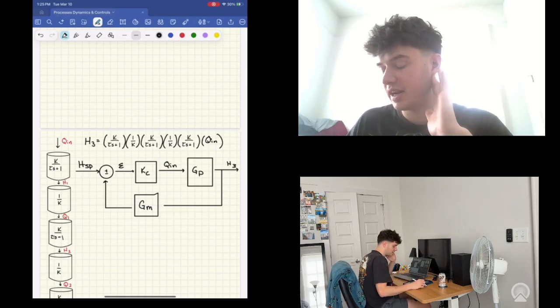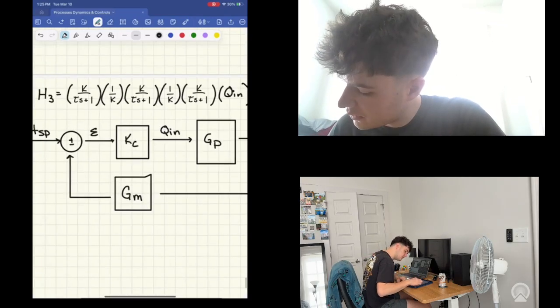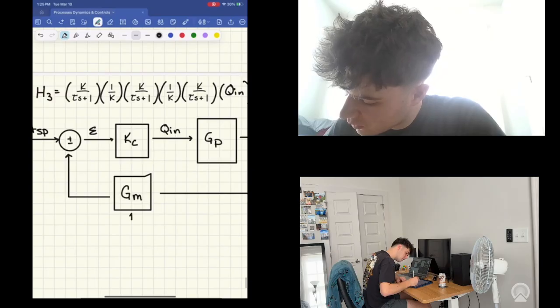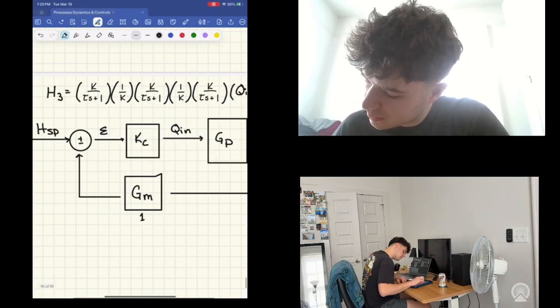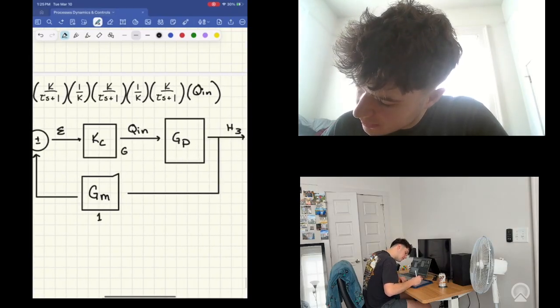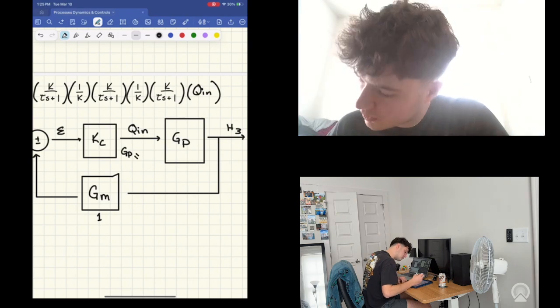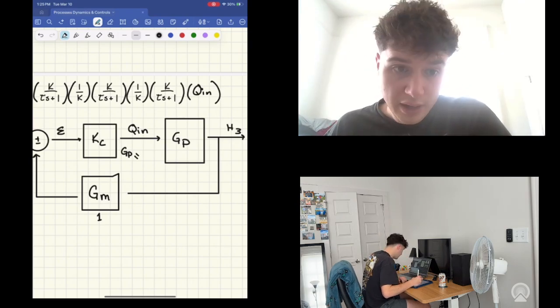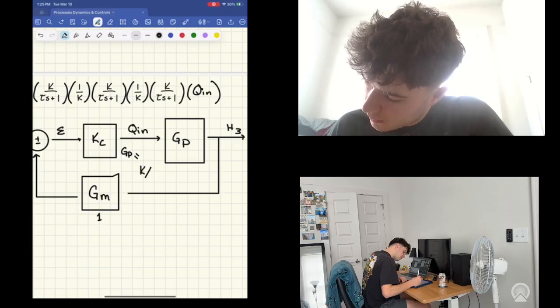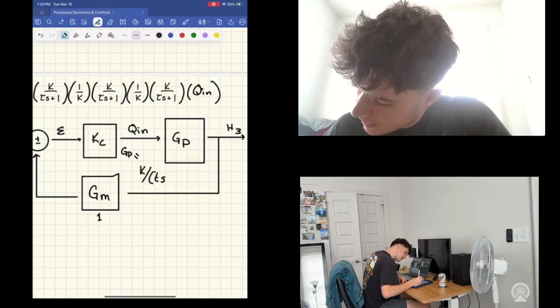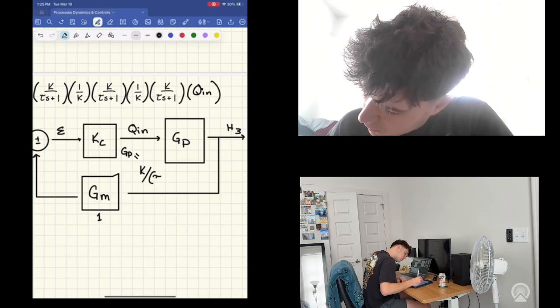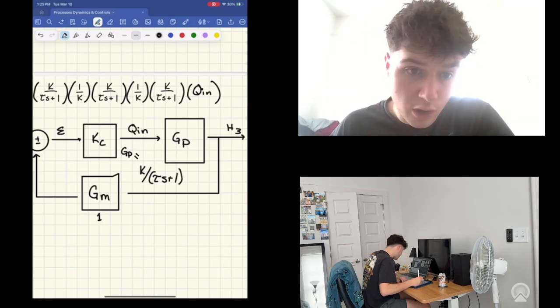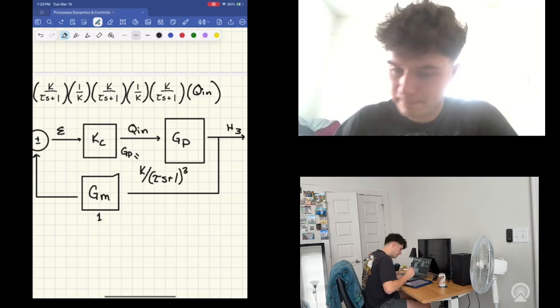There are actually two things that I forgot in this loop. We need to indicate that GM is equal to 1. And then here we need to say, okay, well, what is GP equal to? We'll write it in here. GP is equal to our K value over tau s plus 1, and that all to the third power.